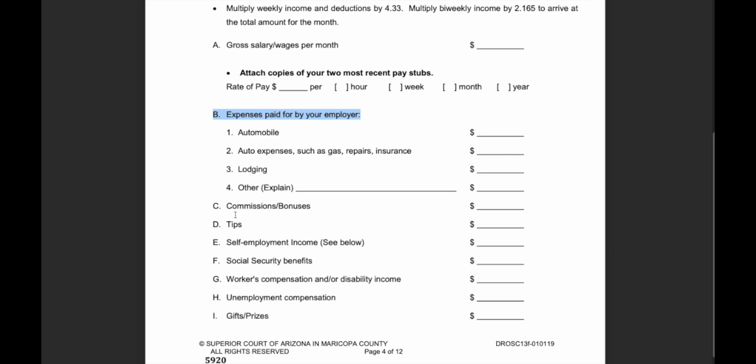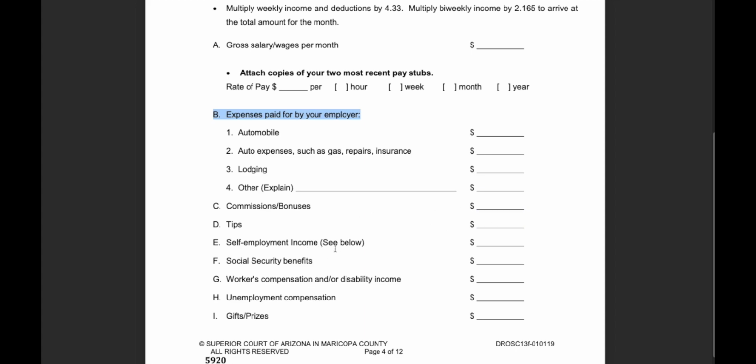Commission and bonuses. Oftentimes people receive commission or bonuses either yearly, sometimes monthly, or even hourly. I do ask that clients just indicate an asterisk as to how often and how much they are paid for their commissions and bonuses. Tips, the same as well. So if you're a waitress and receive tips, you're going to put a rough estimate as far as monthly goes, but please indicate an asterisk and let us know that it does vary.